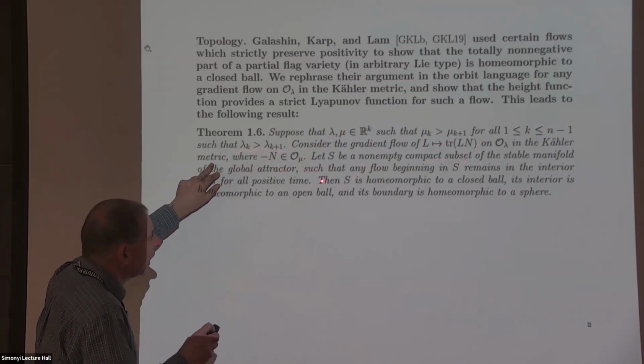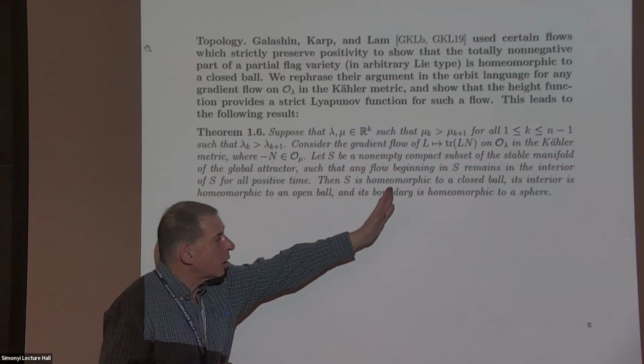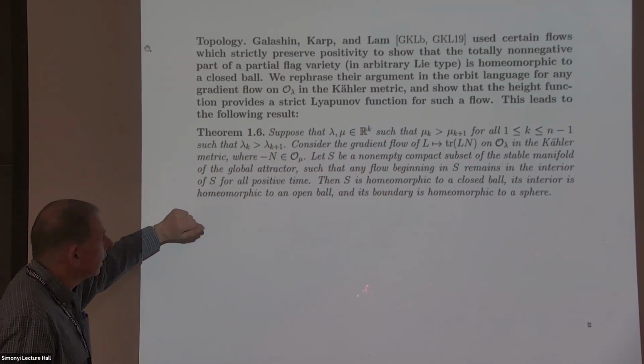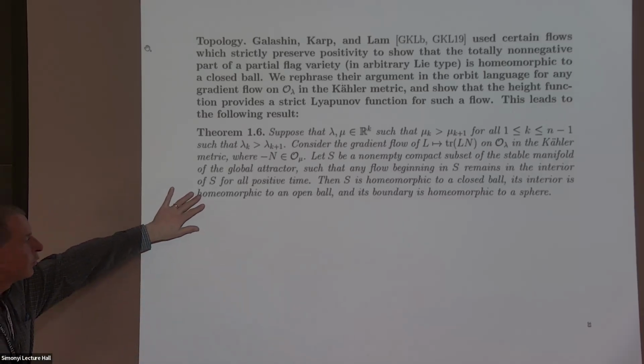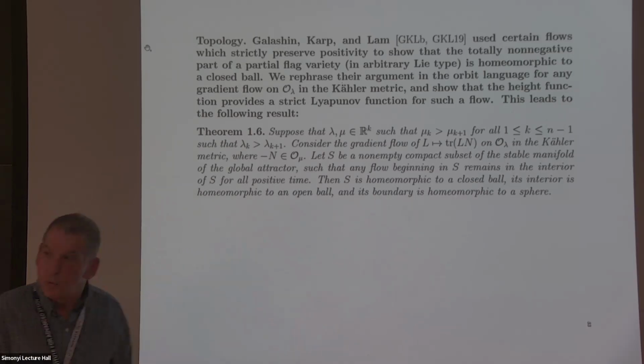So to do that, I look at this double bracket flow that I just showed you, L bracket Ln. So what you can show is the following. Suppose that I have lambda and mu in R^k, and lambda_k is greater than lambda_{k+1}. I consider the gradient flow of trace Ln in the Kähler metric. And as I said, it's all the same on the Grassmannian. So if S is a non-compact subset of the stable manifold of the global attractor, what you can show is that any flow starting in S remains in the interior of S for all time. And that means that S is homeomorphic to a closed ball, its interior is homeomorphic to an open ball, and its boundary is homeomorphic to a sphere.